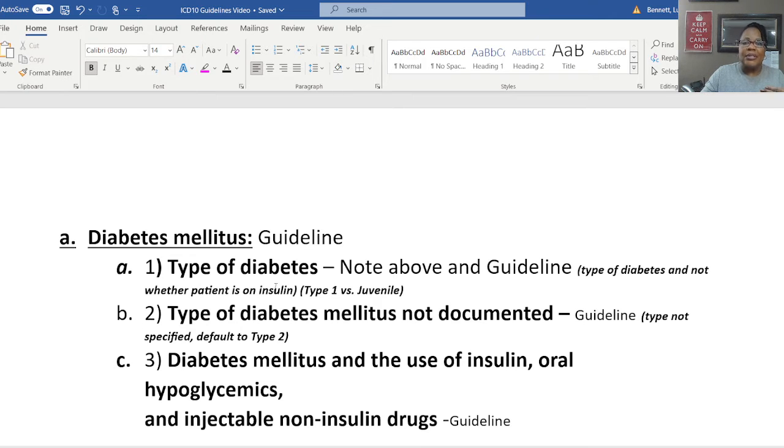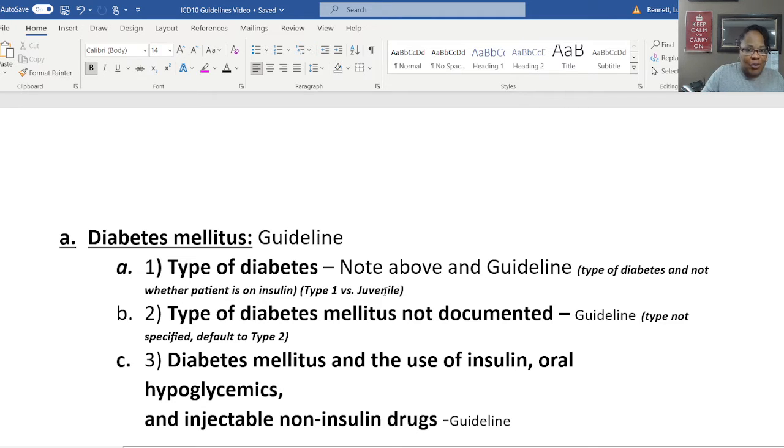It is understood that type 2 diabetes usually is controlled with diet or oral meds, but there are times when type 2 diabetics have to go on insulin. So just because a patient is on insulin, don't automatically assume they're a type 1 diabetic. That is not the case. And then the term juvenile does not mean type 1. Yes, usually most type 1 diabetics are young.